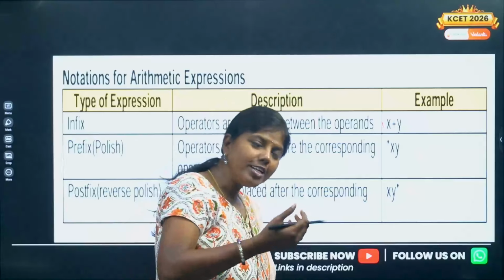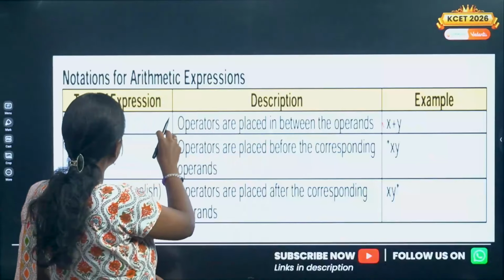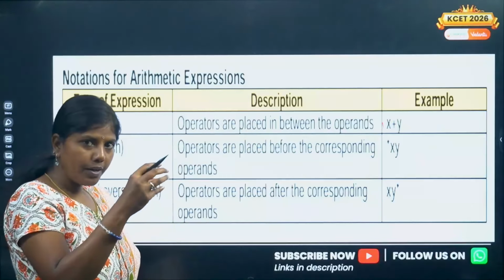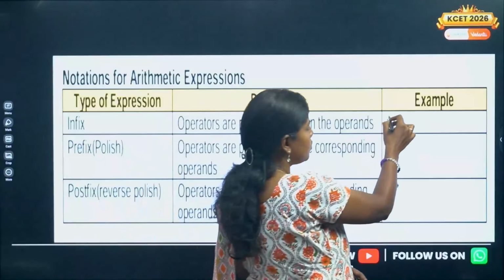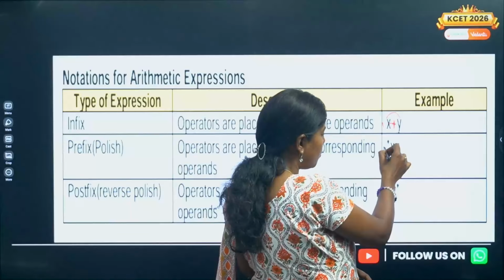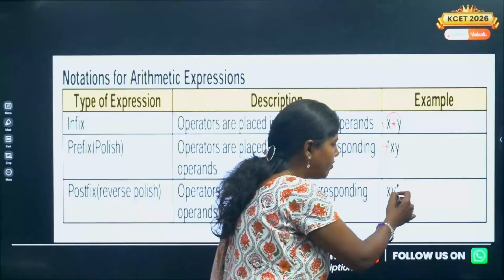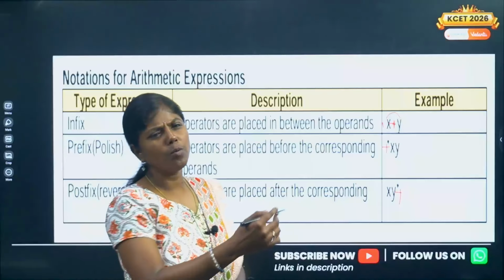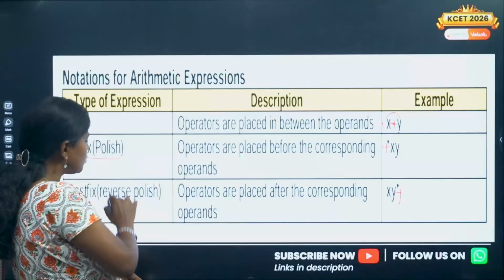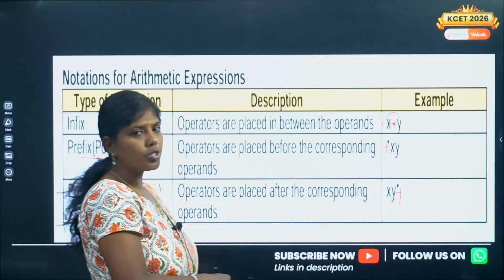So what are the different kinds of expression we can have? We can have an infix expression, a prefix expression, and a postfix expression. If the operator is in between the operands, we call it an infix expression. If it is before the operand, we call it a prefix expression. If the operator is after the operand, we call it a postfix expression. The operator can be anything, don't worry about it. The prefix expression is also called Polish notation, and the postfix expression is also known as reverse Polish notation.